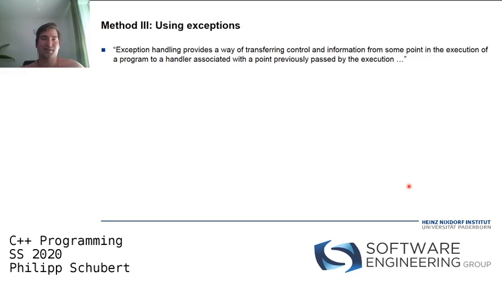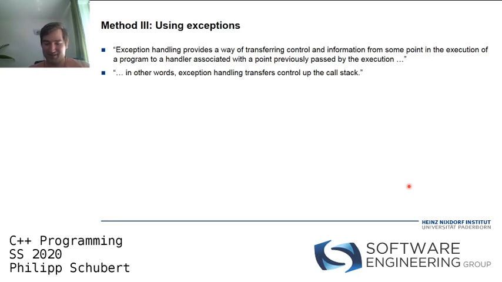So what is an exception here? Now it's getting interesting. Exception handling provides a way of transferring control and information from one point in the execution of a program to a handler associated with a point previously passed by the execution. In other words, exception handling transfers control up the call stack. In even different words, that means that you can go back in time. So exceptions are basically little time machines. Exceptions allow you to go back in time and to undo your mistakes.